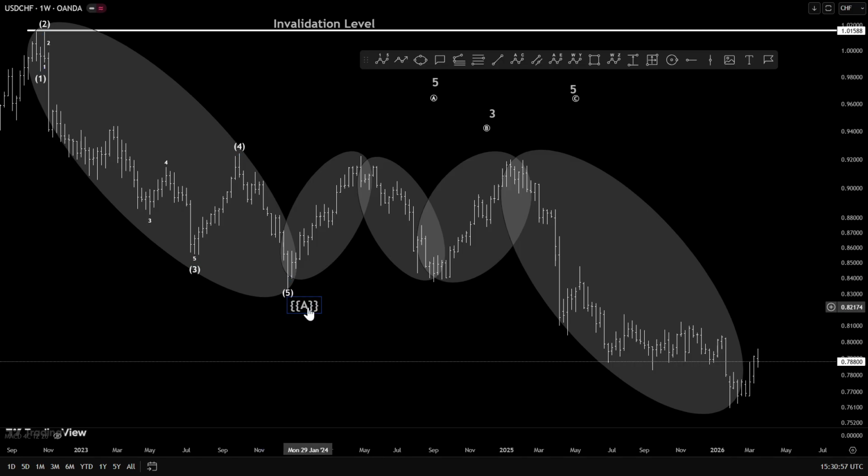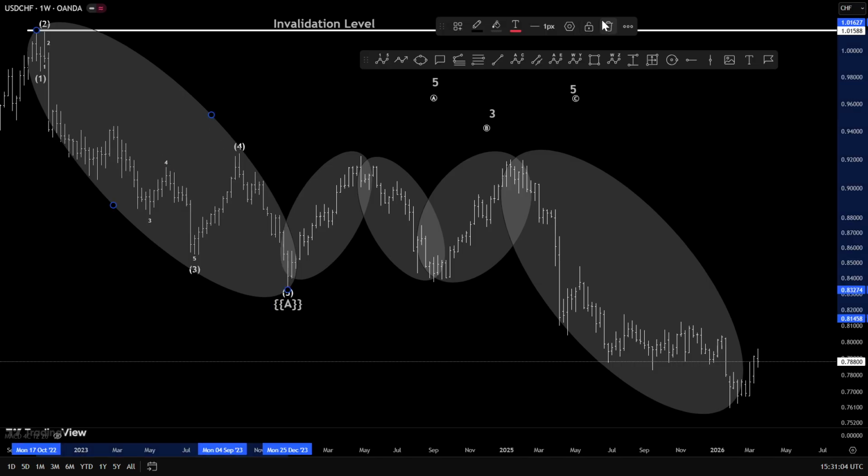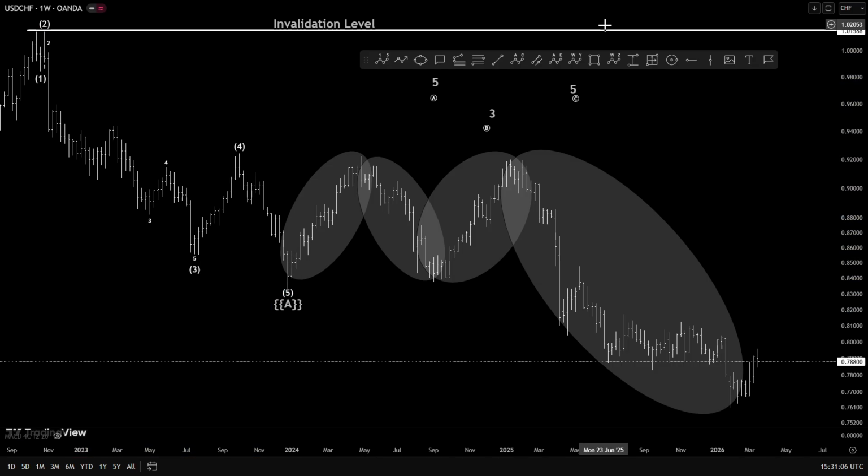Okay. This is wave A. Guess we're done with this. Can you see how we're spotting the structure now without confusion? This is wave A. And wave B is a convergent structure of wave A and can never end at the starting point of wave A. As you can see, this is the invalidation level and this is wave B.